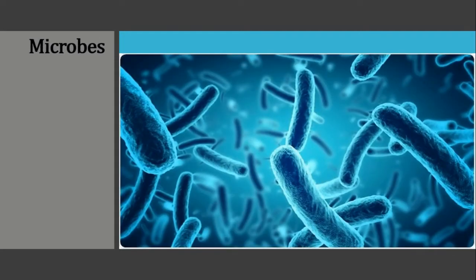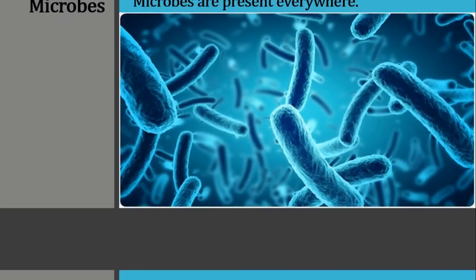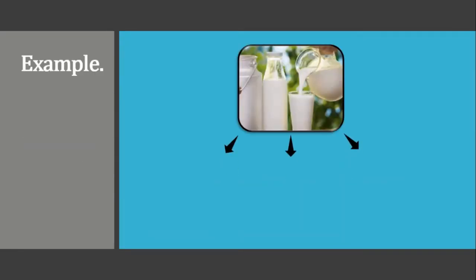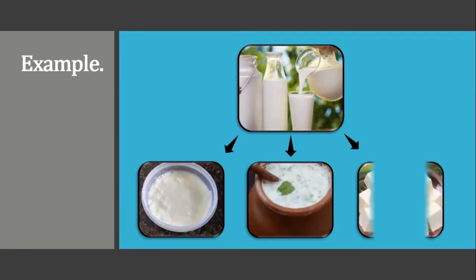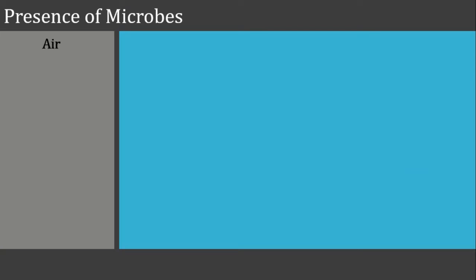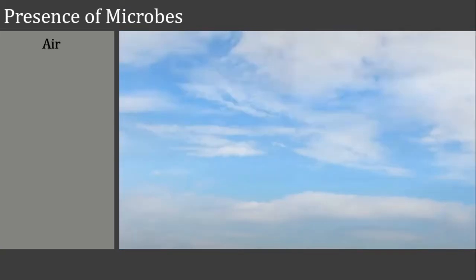You are familiar with different types of microbes which are all around us but cannot be seen with our naked eyes. Microbes are present everywhere. For example, milk can be converted into curd, buttermilk, cheese with the help of microorganisms or microbes. Some microorganisms are useful and also some microorganisms are harmful.